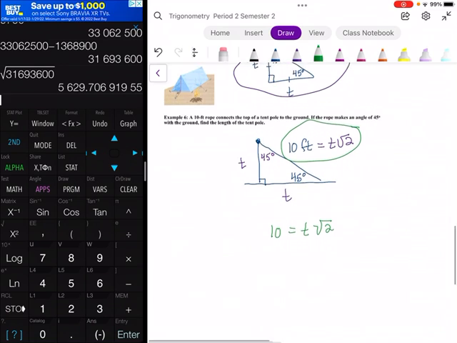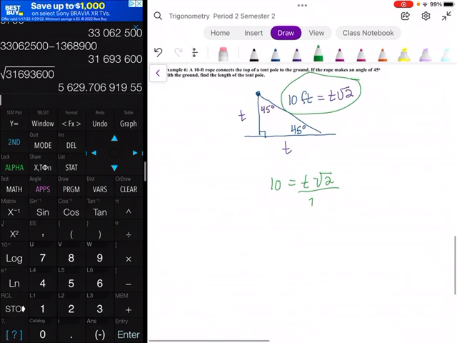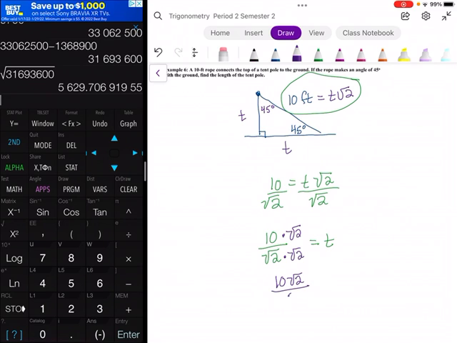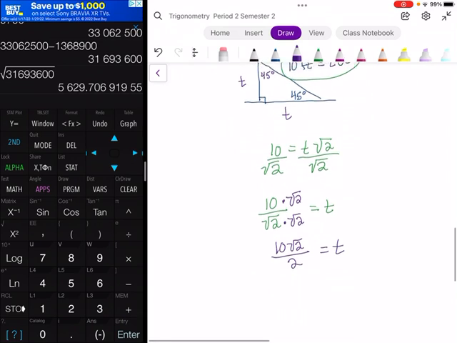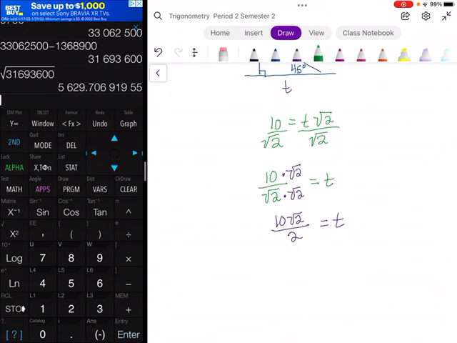So again, we're going to divide both sides by the square root of 2, and we're going to get 10 over the square root of 2 equals t. And just like the last one, we do need to rationalize our answer. And we're going to get 10 square roots of 2 over 2. And then we will simplify if possible. Because the 10 and 2 are both even, we can divide them both by 2, and we would end up with 5 square roots of 2 equals t.